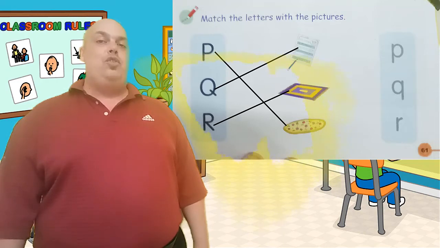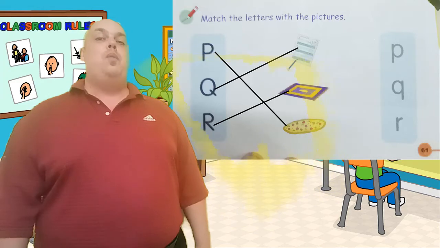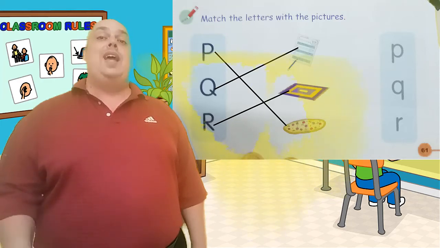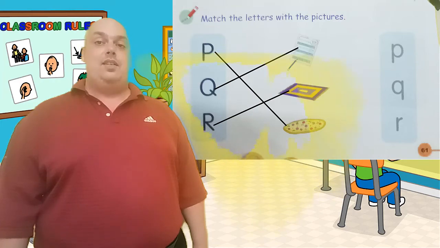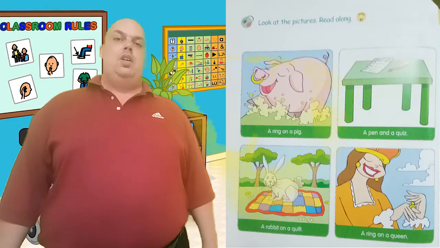Now what I want you to do is on the other side of the pictures, I want you to draw a line from the picture to the small letter. Can you do that? Very good. Okay, so do that now. So draw a line from the picture to the small letters. And when you're finished with that, we can go to the next page.